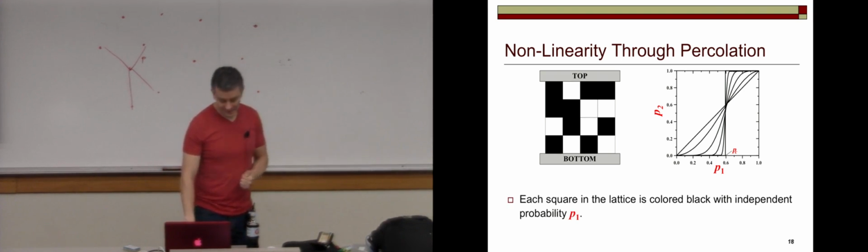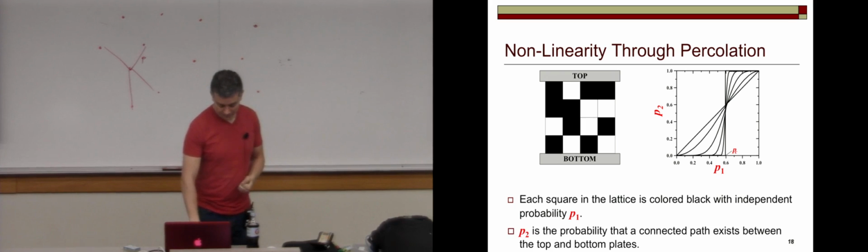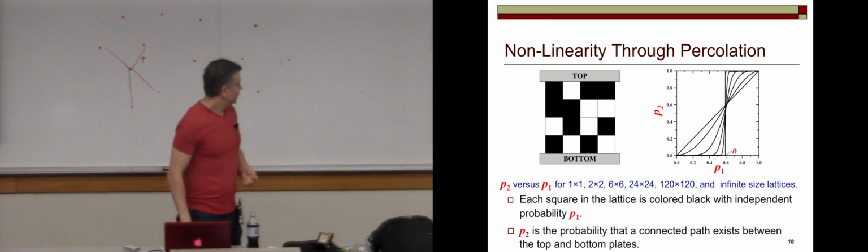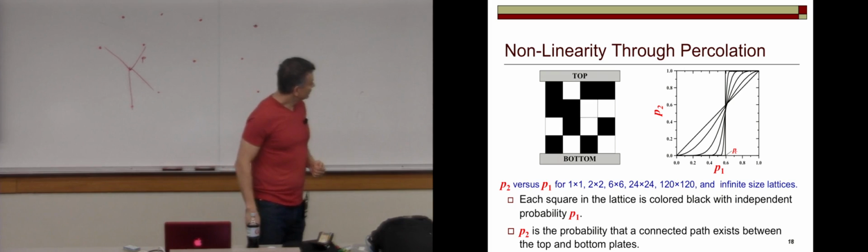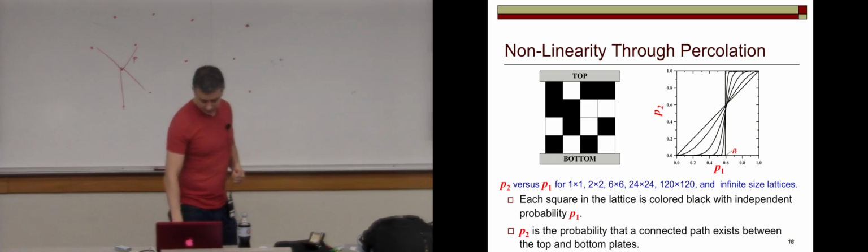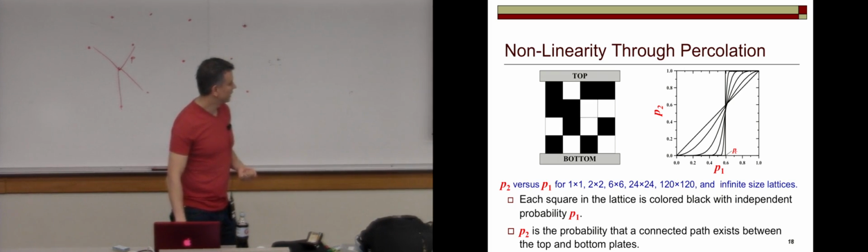We're getting perfect behavior, but as students anticipated, there's a catch. And the catch is the sneak paths. So here, it was 1, 2, 6, 24, and 120, and then infinity for the lattice sizes and lowercase probability.